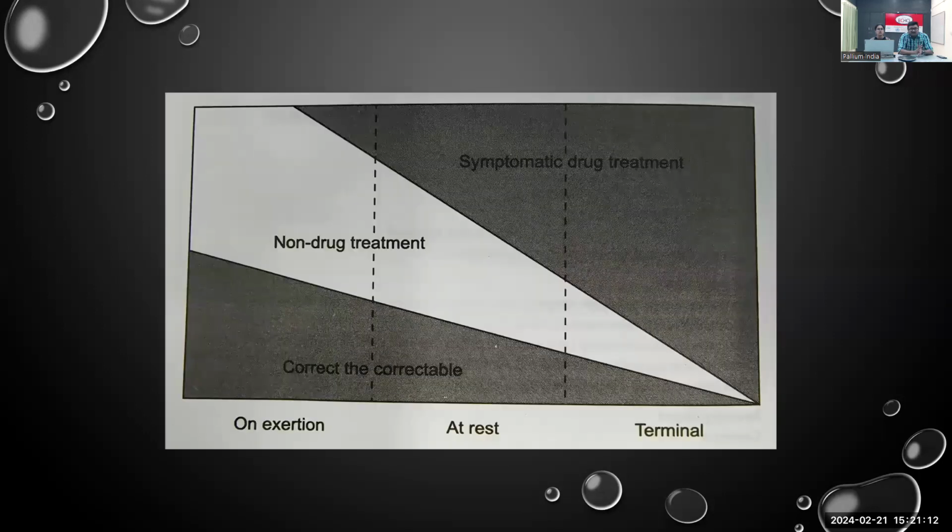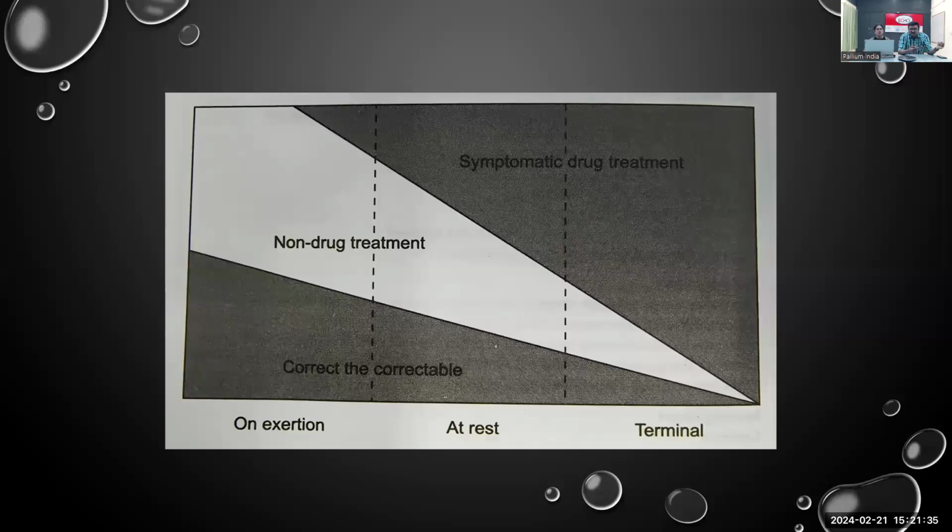This is a table that is seen in one of our palliative care textbooks. This shows the percentage of, let's say, the contribution of the three different forms of treatment that I'm pretty sure has been discussed throughout the course. That is, we have basically three criteria of treatment modalities that we use. That is, first is we always correct the correctable.